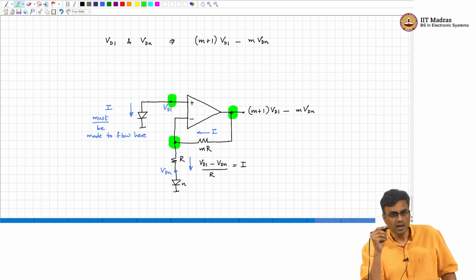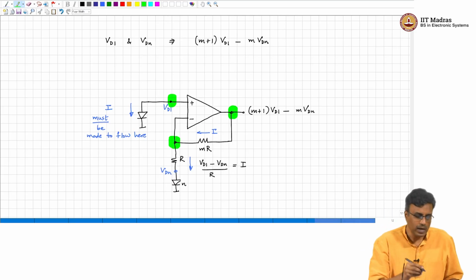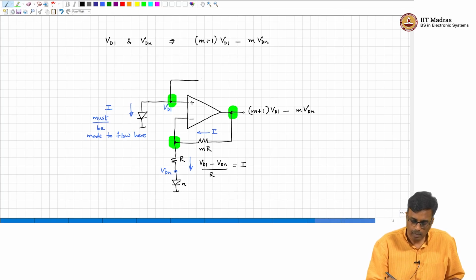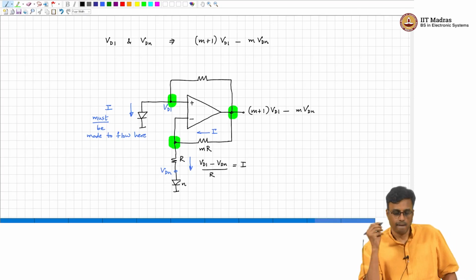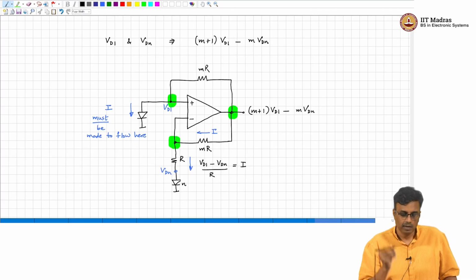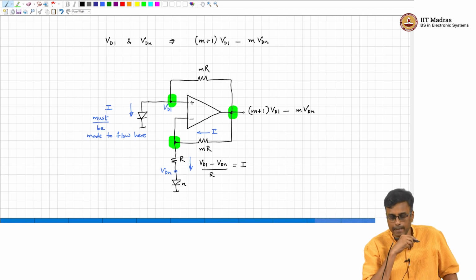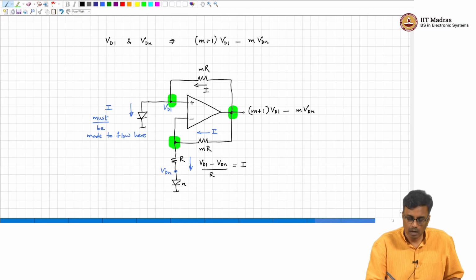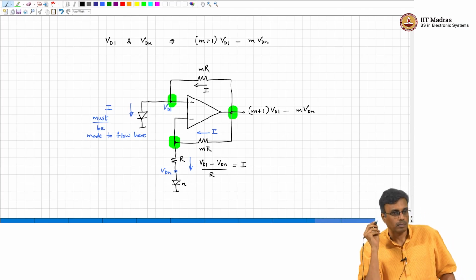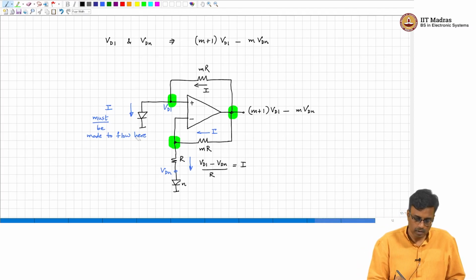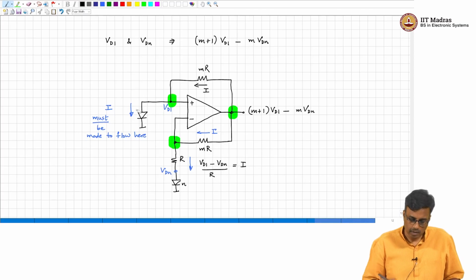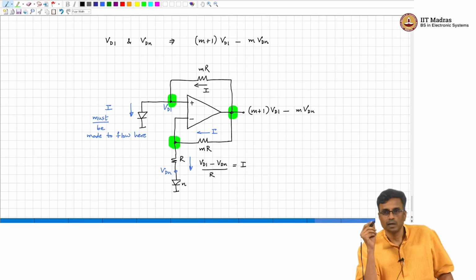We must put the same resistance between, so this must also be MR. Is that clear? Okay. So, this current is also going to be I, and therefore, VD1 minus VDN is going to be PTAT.